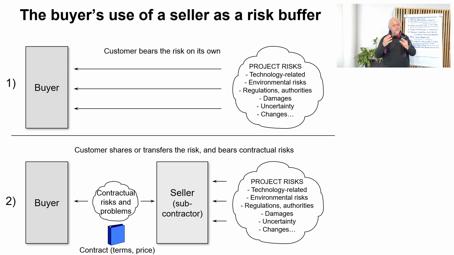When the buyer does that, they make a contract with the seller. There are contract terms, and there is a price that the seller wants for taking the risk and responsibility and doing the job. And then there are other contractual risks and problems that arise based on this connection between the buyer and seller.